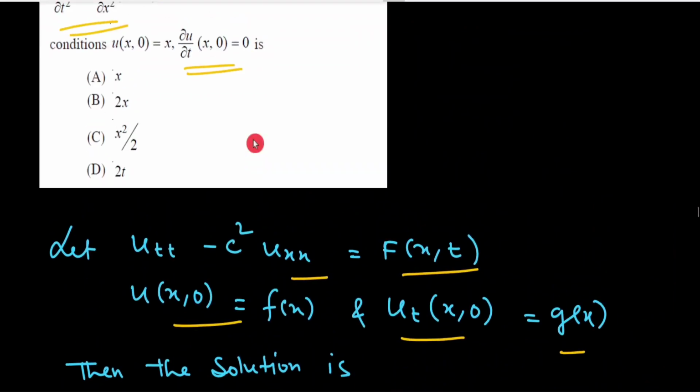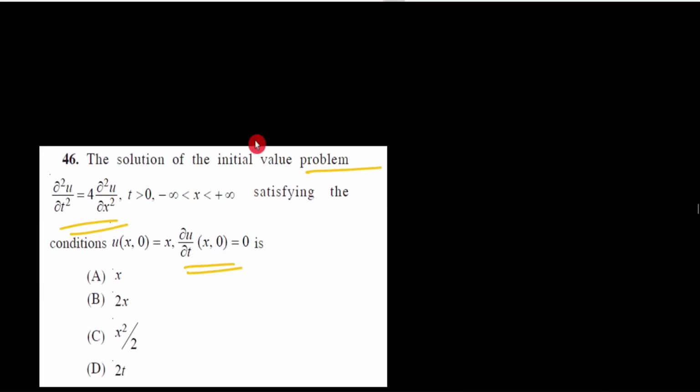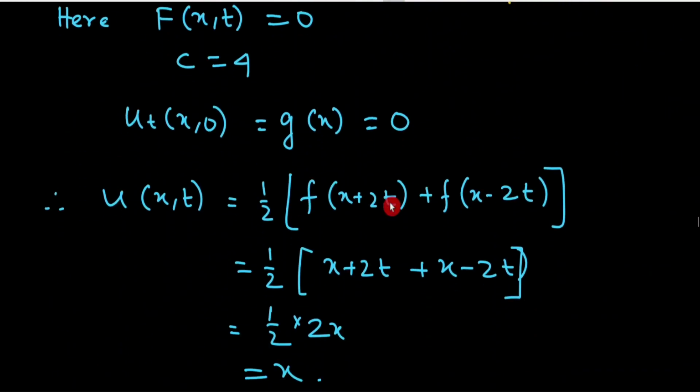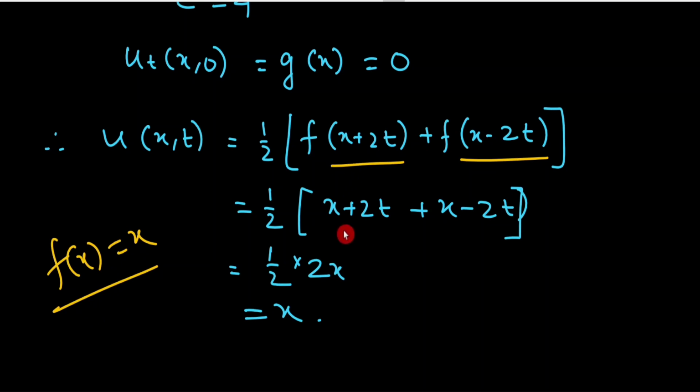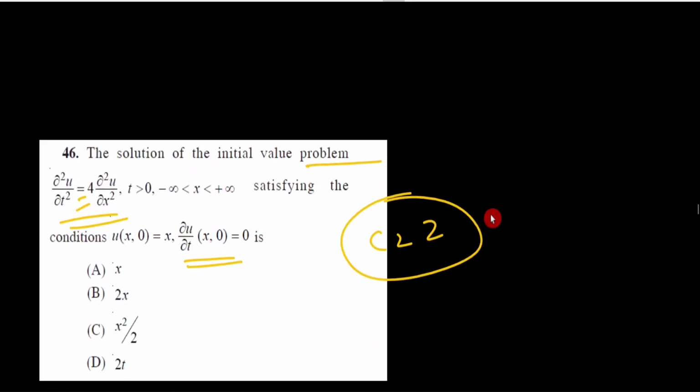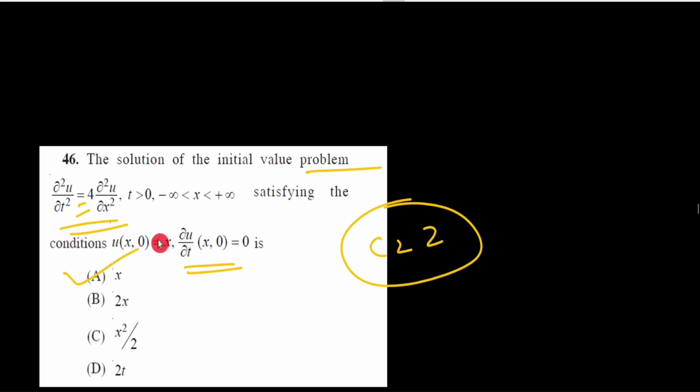The value of c square is 4, so c equals 2. So simply put the values in the formula: u(x,t) equals half into f(x plus 2t) plus f(x minus 2t), and since f(x) is given as x, f(x plus 2t) equals x plus 2t and f(x minus 2t) equals x minus 2t. So the 2t cancels, and this equals half into 2x, which equals x. So option A is the correct answer for problem number 46.